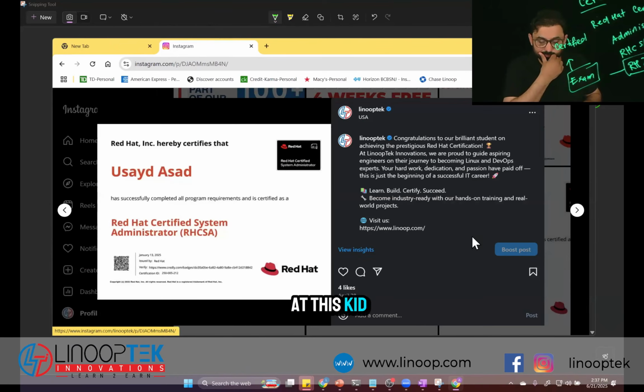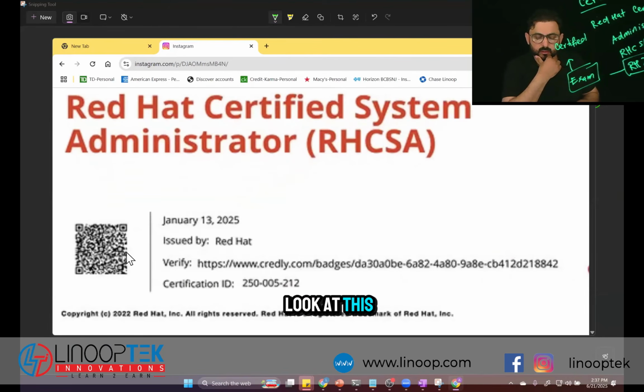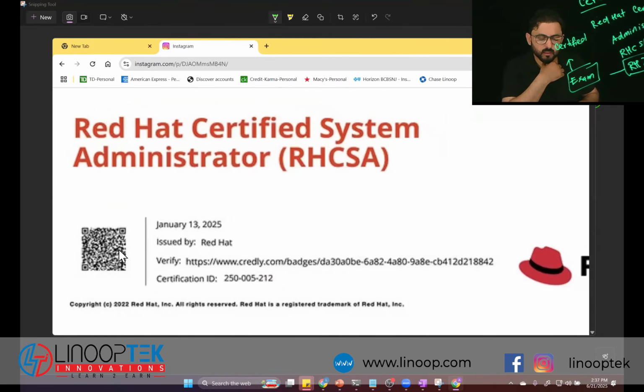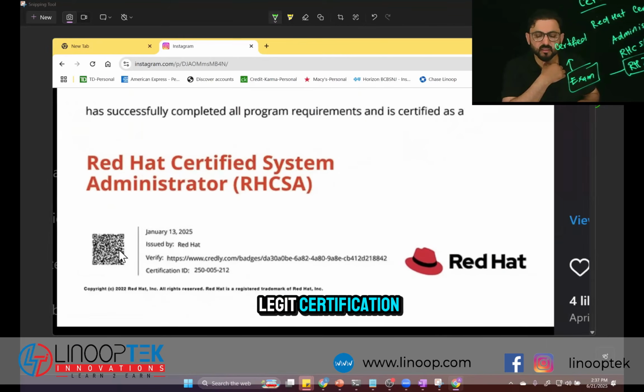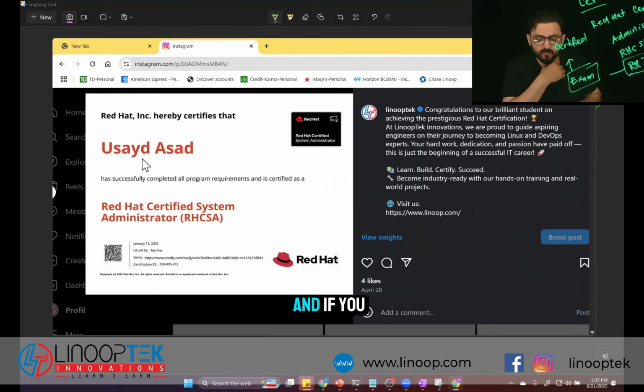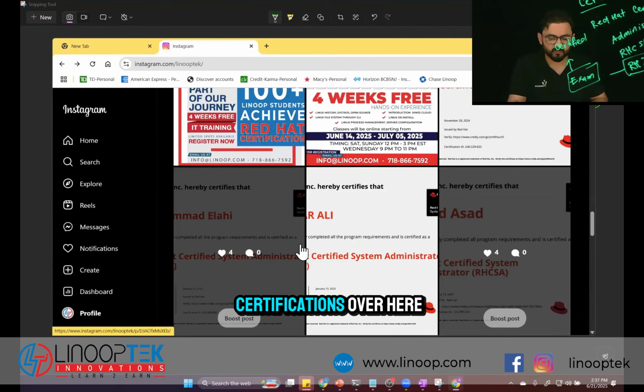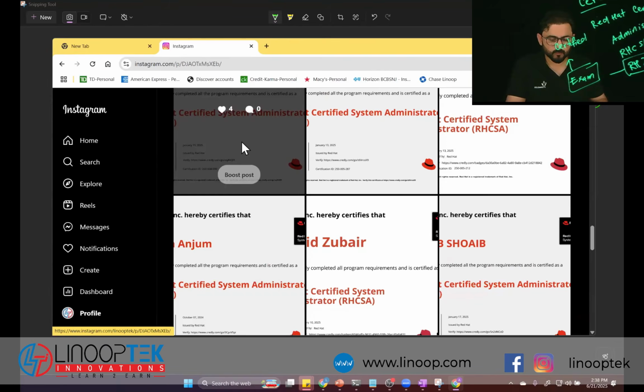Take a look at this kid. He's 22 years old. He has the Red Hat Certified System Administrator. And take a look at this barcode. If you scan it, it will take you to the Red Hat website and it will show you that this is a legit certification.